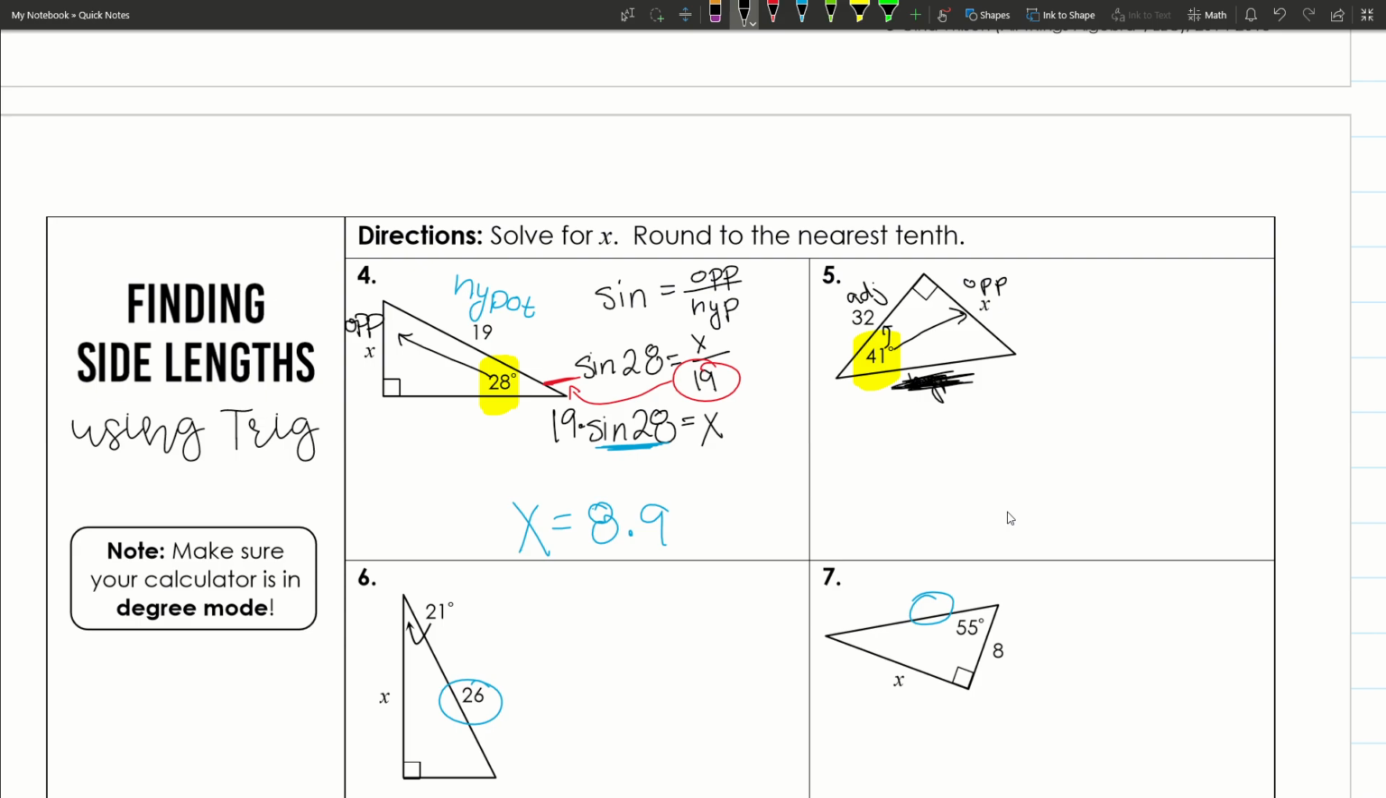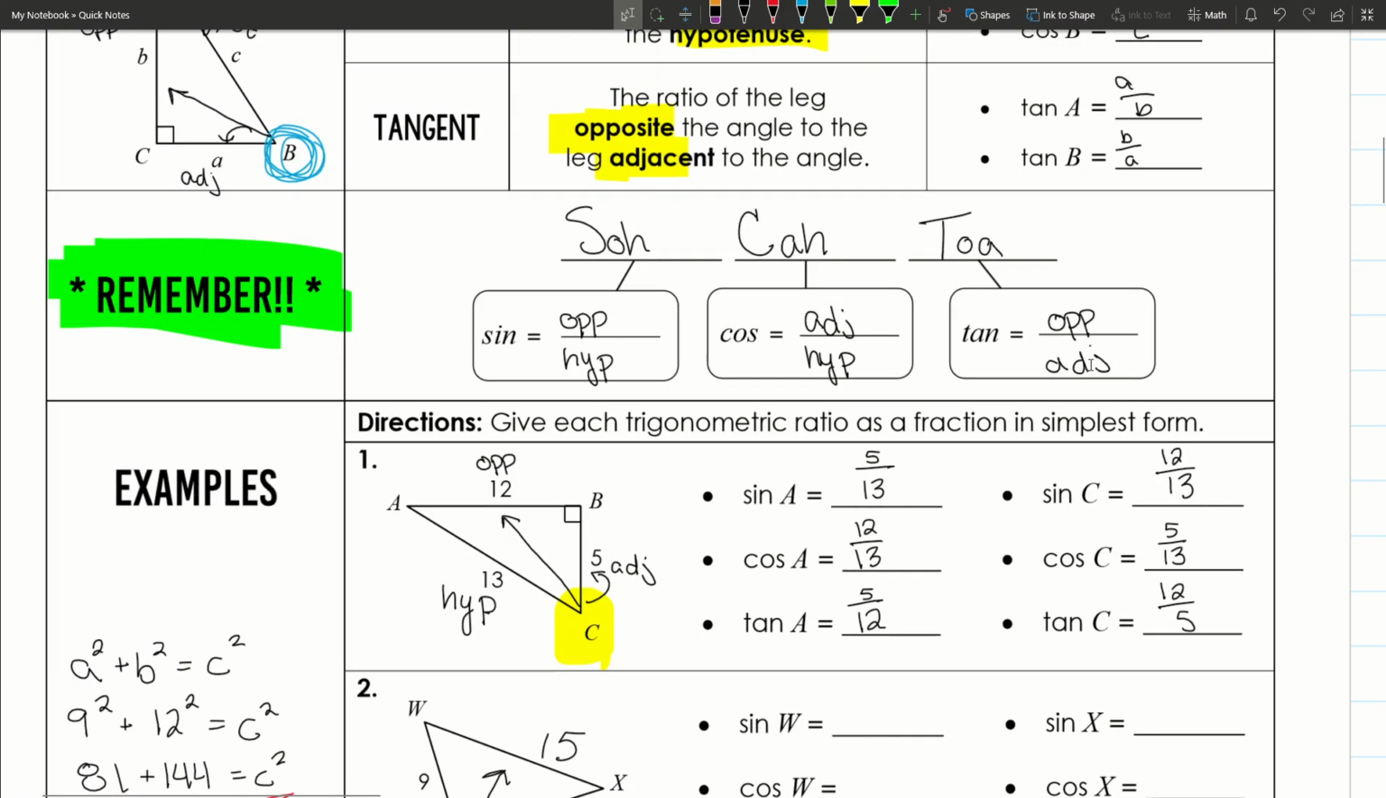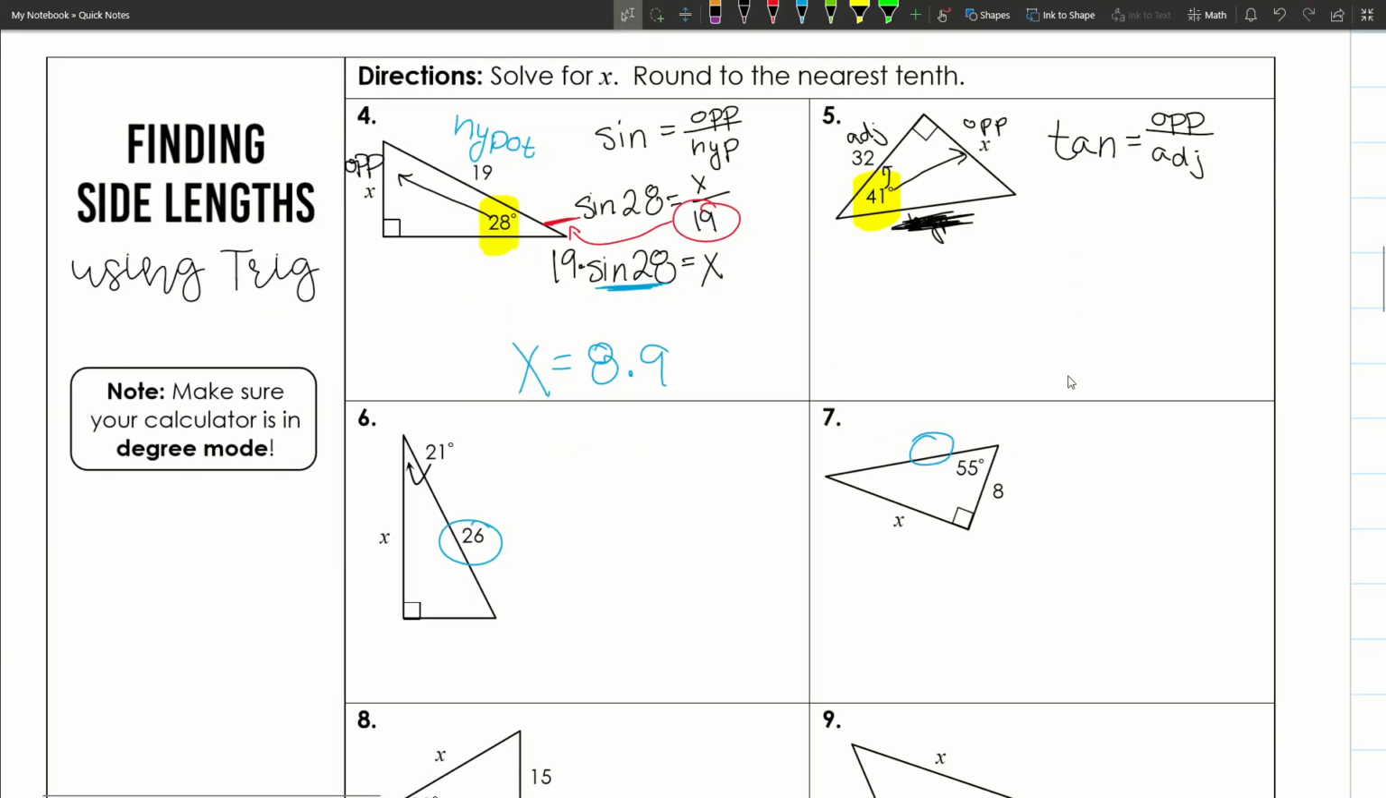So we would have to find the tangent, which again is opposite over adjacent, right? Let's make sure I'm right, opposite over adjacent, which means I need to do the tangent of 41 equals x over 32. X is on top because it's opposite. Since x is on top of the fraction, I'm going to pick my 32 up and move it over here. Again, because I have to multiply it away. So I now have 32 times tangent of 41.